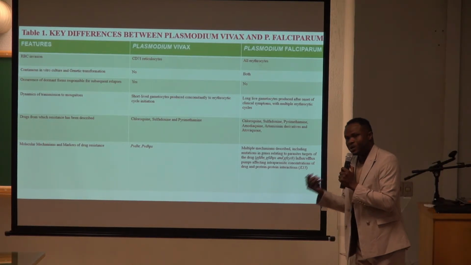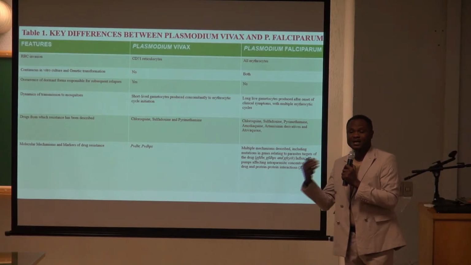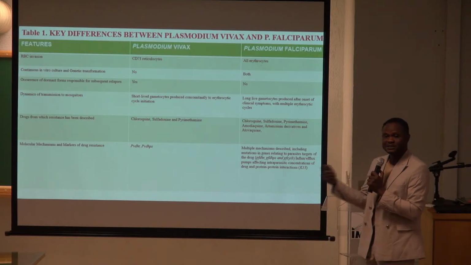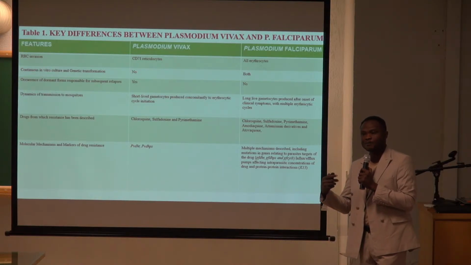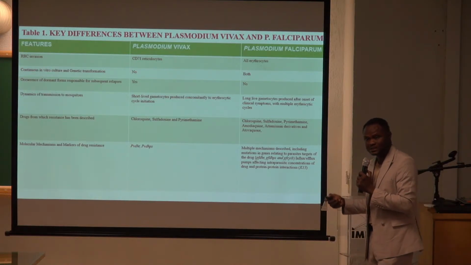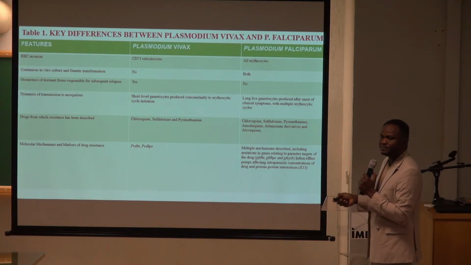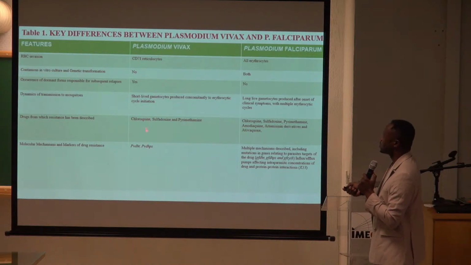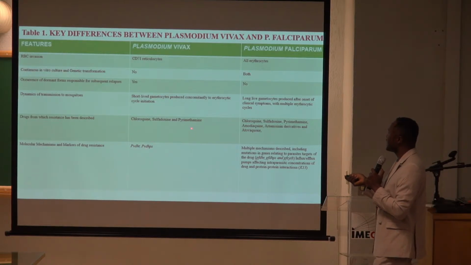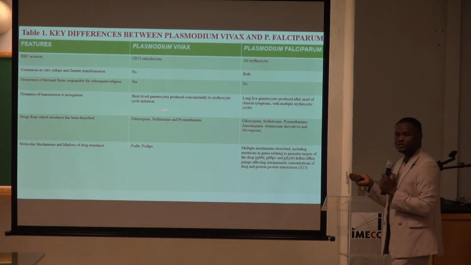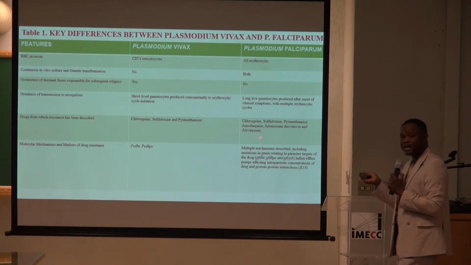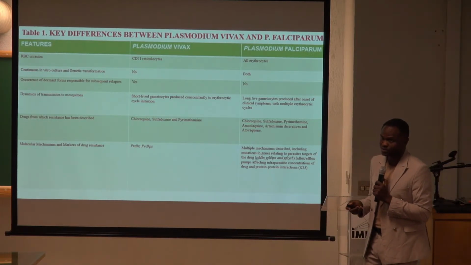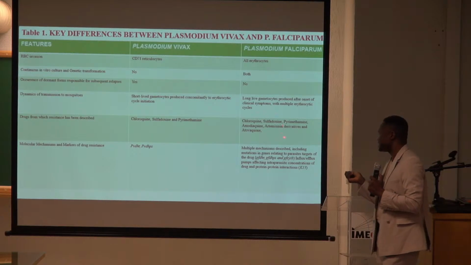Then we all know that malaria has shown a kind of resistance to drugs. So there are different targets when they are making drugs. There are different targets that they look at in the body, and they don't have the same targets. So vivax has shown resistance to chloroquine, sulfadoxine, and pyrimethamine, about 3 different drugs. While falciparum has shown resistance to almost 7 different drugs, including the popular artemisinin derivatives.